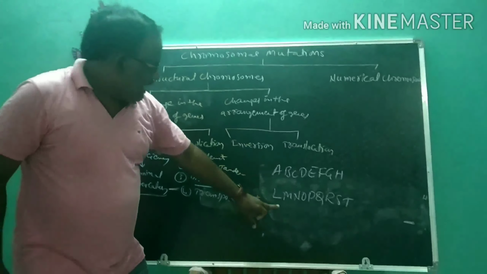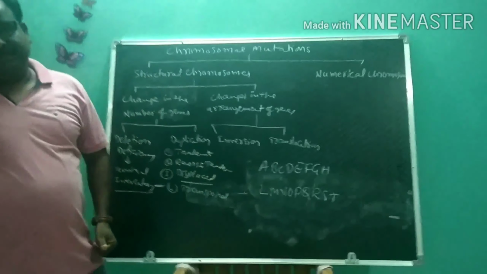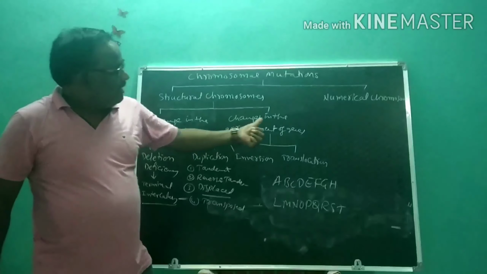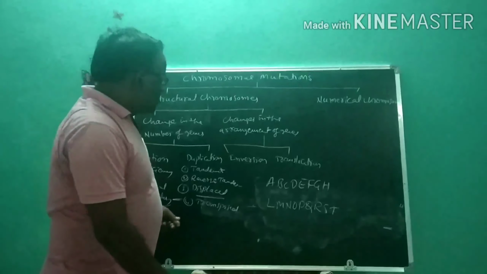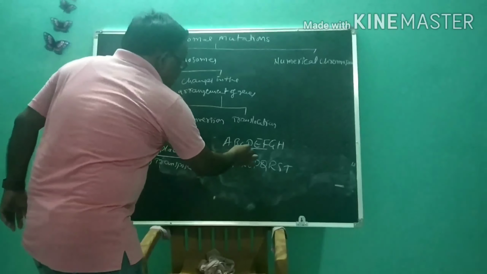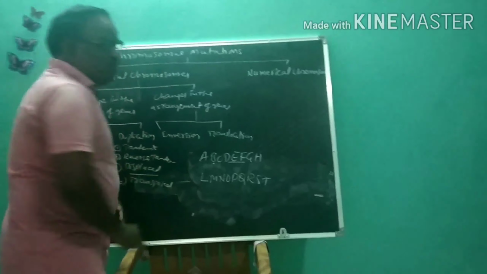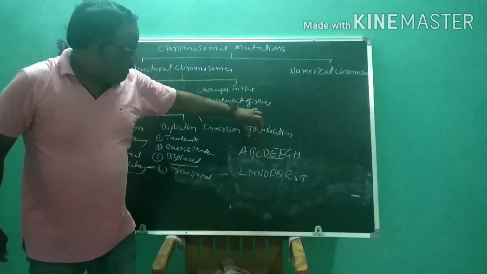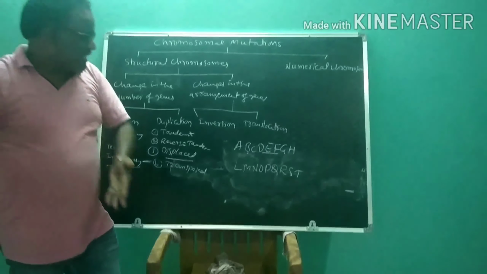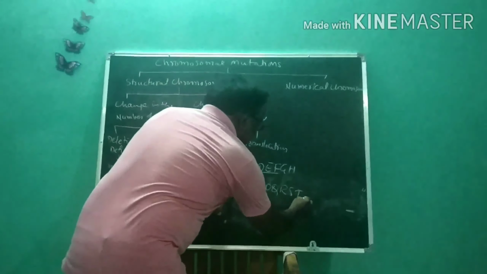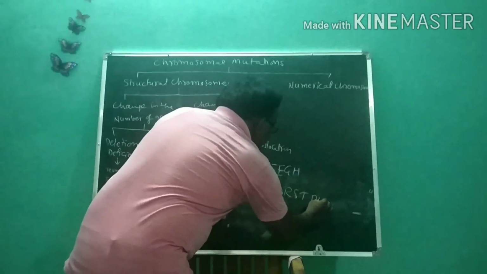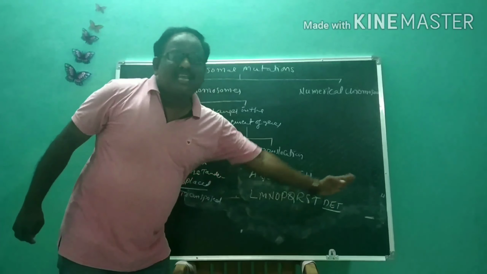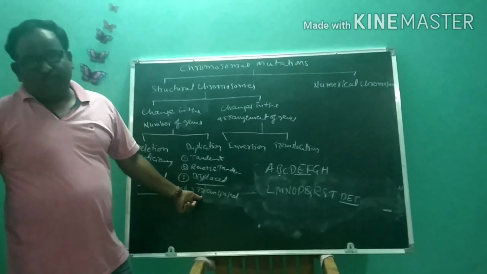How is it attached? It is also of two types: one is terminal, the other is interstitial. Terminal means, for example, D, E, F, or C, D, E, or B, C, D. You may take any one, no problem. So I will take D, E, F. D, E, F will be added outside. For example, L, M, N, O, P, Q, R, S, T, and here D, E, F at the end. So this is called terminal transport duplication.